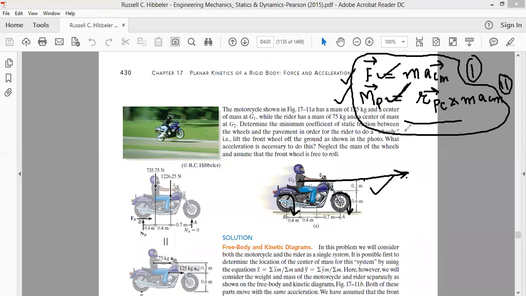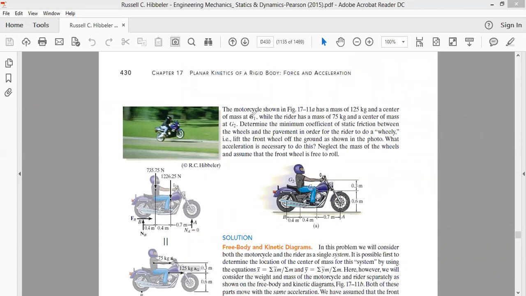But if the rigid body does not have rotational motion, only translational motion, we will see in the problems, then this term will become equal to zero essentially. And the only equation that will define the motion of the rigid body will be F equals mass into acceleration. Now let's take up a problem right now. The question says that the motorcycle shown in the figure has a mass of 125 kg.